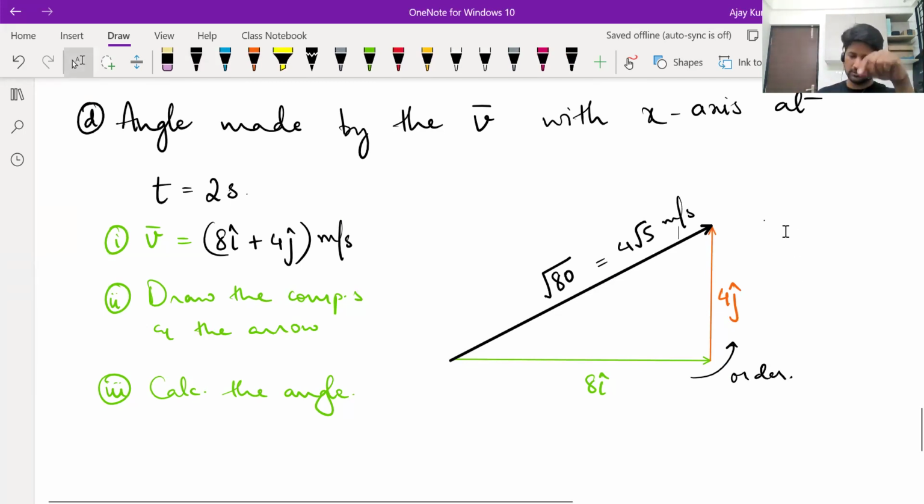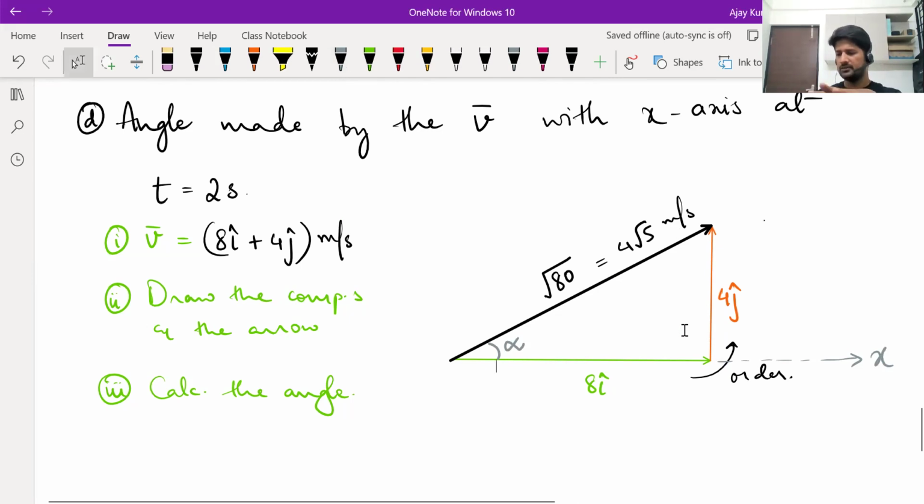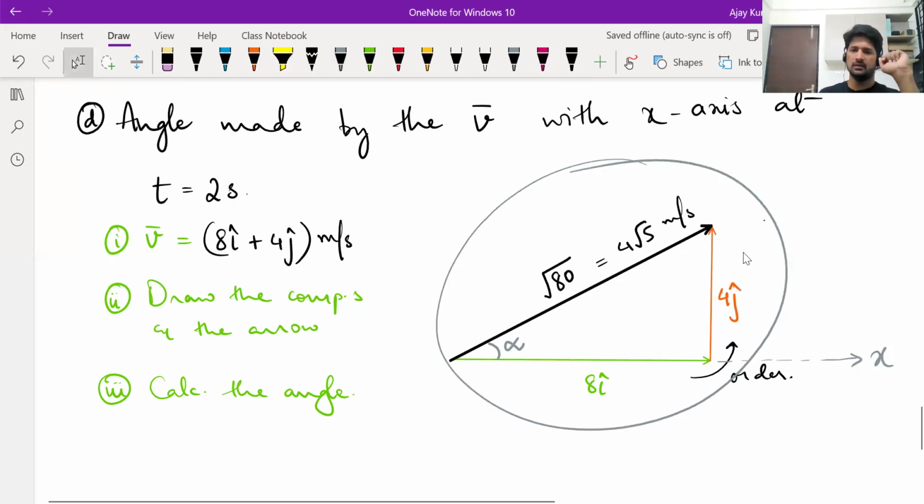Now I asked you the third part, calculate the angle that the velocity makes with the x-axis. Now you can visualize the x-axis. It is to the right. This is the x direction. So this angle is what we want. Name it whatever you want, theta, alpha, whatever. As I said, when you visualize components and the original vector, you will clearly see the right angle triangle, because we are taking components in perpendicular directions. They are called orthogonal components. Definitely they will form a right angle here.